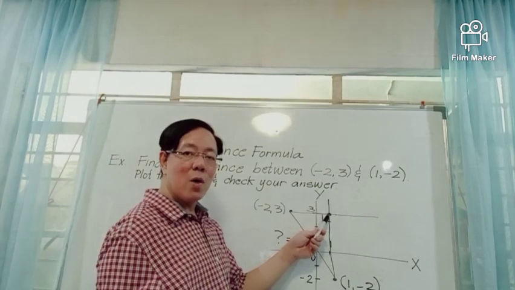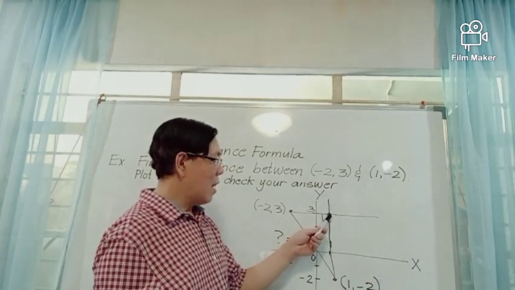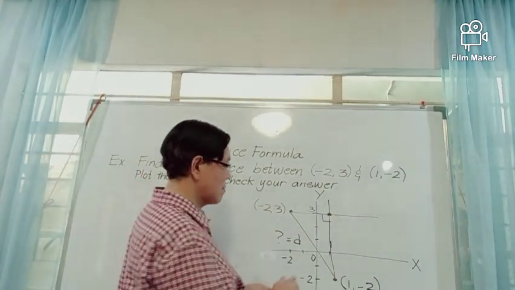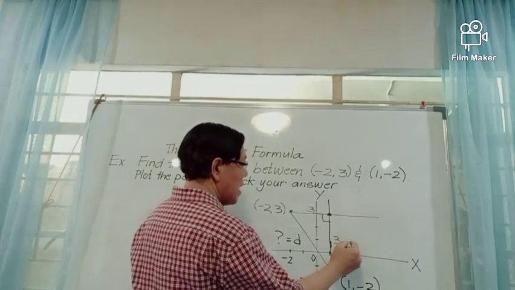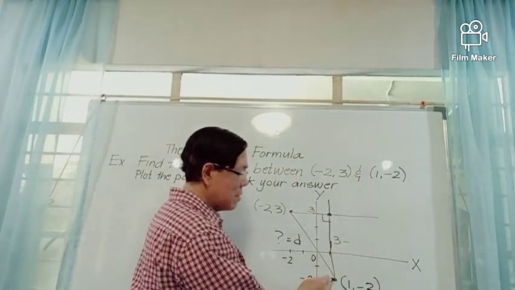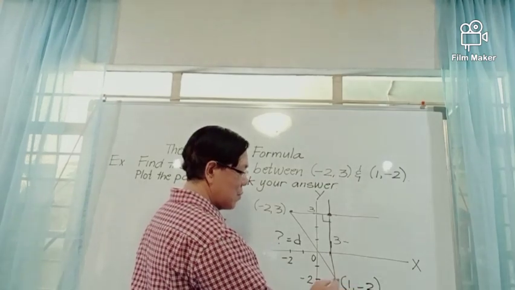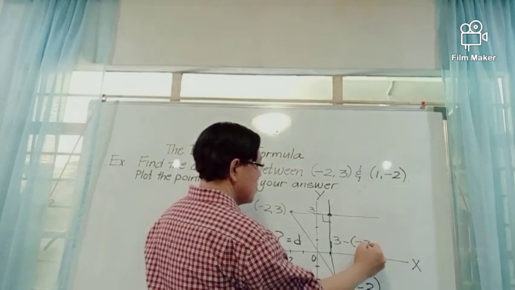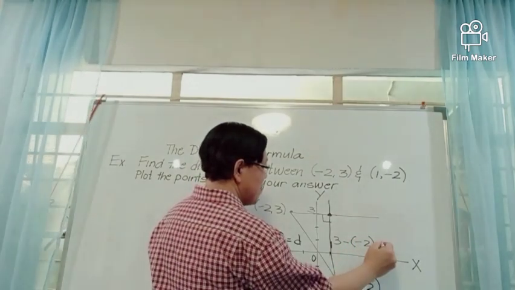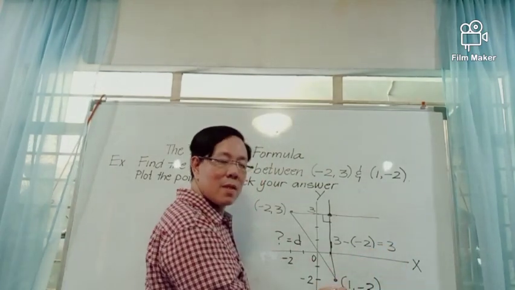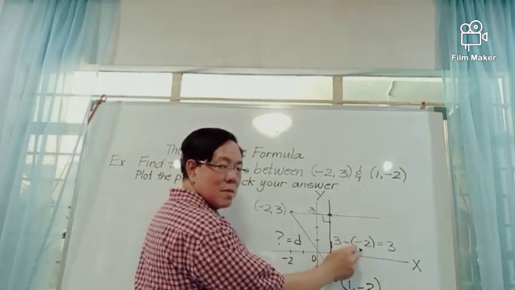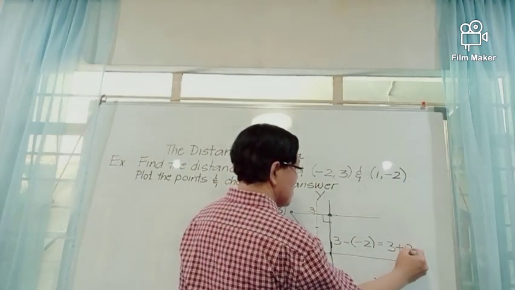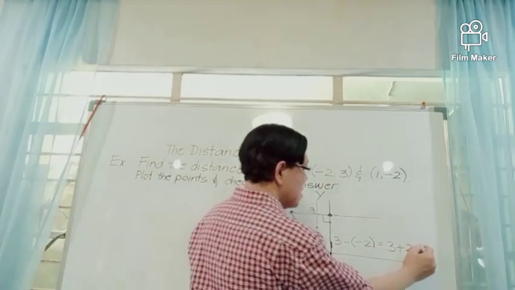And you start with the ordinate of the higher point. At this point, the ordinate is 3, minus the ordinate of the lower point. At this point, the ordinate is negative 2. 3 minus negative 2. And we simplify, we get 3 minus negative 2, or negative times negative is positive 2. And 3 plus 2 is 5.